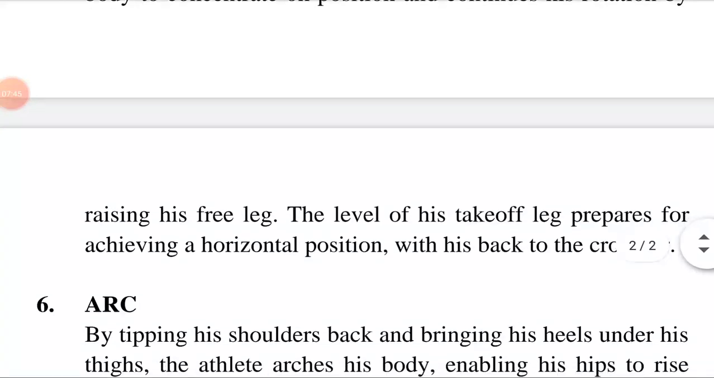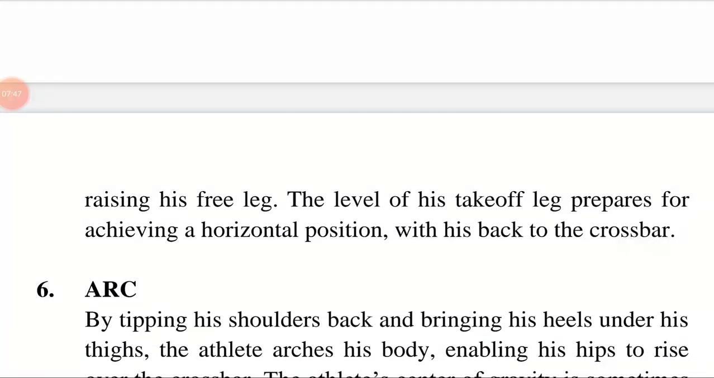The level of his takeoff leg prepares for achieving a horizontal position with his back to the crossbar. Means during the drive, the high jumper's legs are ready to attain a position parallel to the plane of the horizon with the help of his back and shoulders.